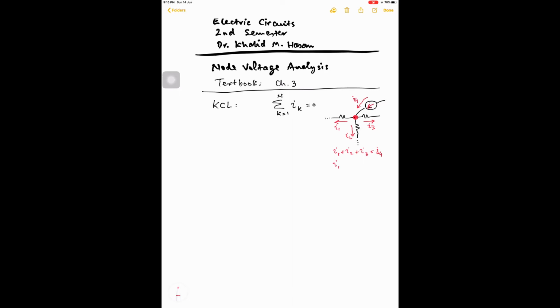We can write it as I1 plus I2 plus I3 minus I4 is equal to 0. In it, note that the sign of all the currents flowing away from the node is positive, while the sign of the current coming towards the node is negative. This is algebraic sum. Now I will delete everything to proceed further.